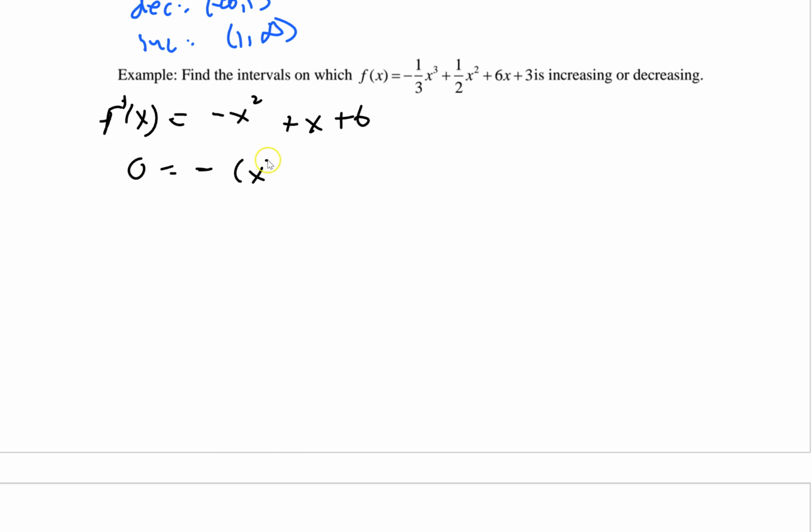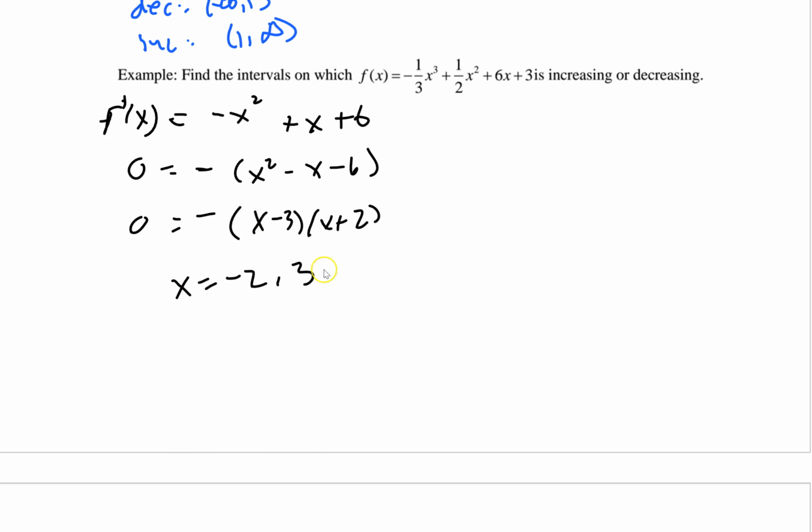So I'm actually just going to factor out that negative because I hate factoring with a negative in front. So I get something like this. Again, I can't just divide by negative because it's really just a function, so it's not an equation yet. And then from here I could factor it. That's x minus 3, x plus 2. So my x-intercepts would be negative 2 and 3. Those are my critical points.